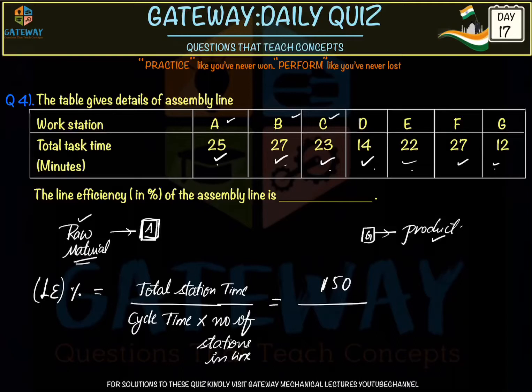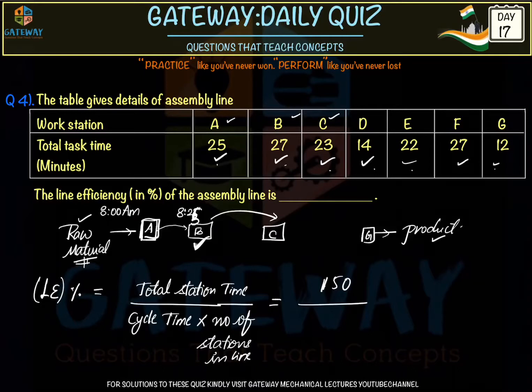Suppose our raw material entered at 8 a.m. Okay, and after 25 minutes in A, its work was finished. Then it needs to enter B, right? In B it will take 27 minutes. So it will enter B at 8:25, just after finishing here. Then after 27 minutes it will perform all the tasks to be done in the B station, and it will be sent to the C station.